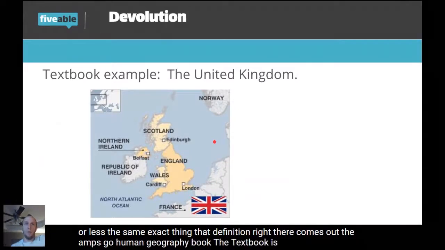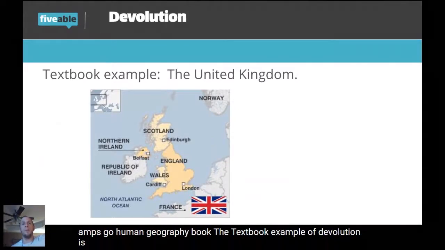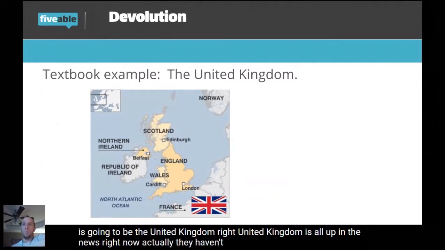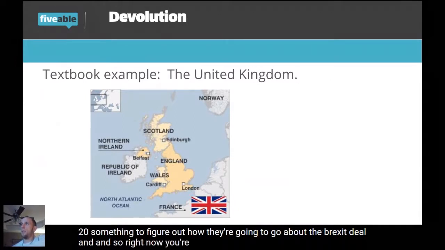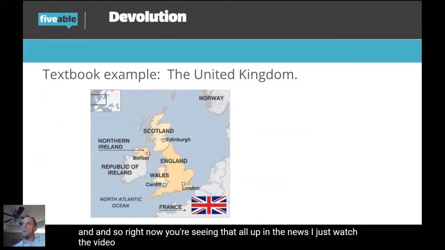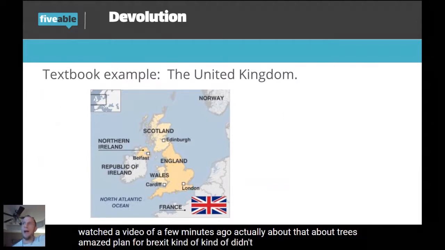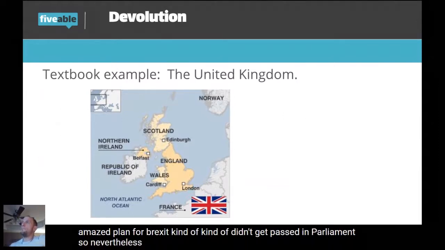The textbook example of devolution is going to be the United Kingdom. All right. The United Kingdom is all up in the news right now, actually. They have until March something, I think March 20-something, to figure out how they're going to go about the Brexit deal. And so right now you're seeing that all up in the news. I just watched a video a few minutes ago actually about Theresa May's plan for Brexit, which didn't get passed in Parliament. So nevertheless, we talked a little bit about that last week.